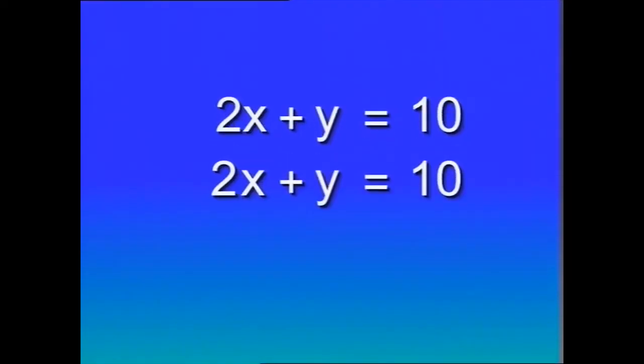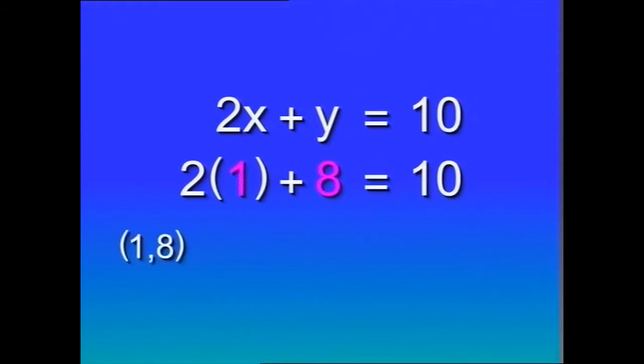No, quite the opposite. It has many solutions. Take this equation as an example. If x equals 1, what should the value of y be? 8. So x equals 1 and y equals 8, represented by the ordered pair (1, 8), satisfies the equation. This pair is a solution of the equation.